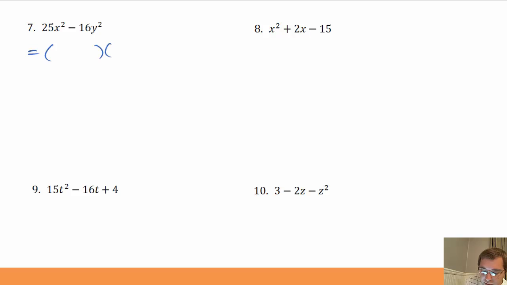So, two sets of parentheses. What's the square root of 25x squared? It's 5x. Because 5 times 5 is 25, x times x is x squared. So I put a 5x at the beginning of each set of parentheses. What's the square root of 16y squared? 4y. So I put a 4y and a 4y. Make one of them minus, one of them plus, and I'm done.